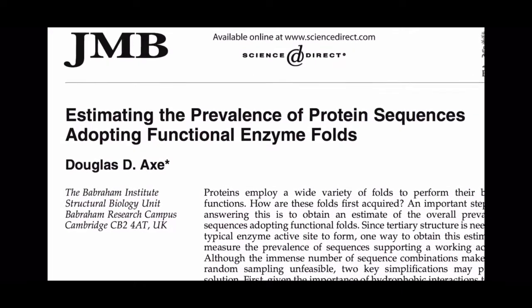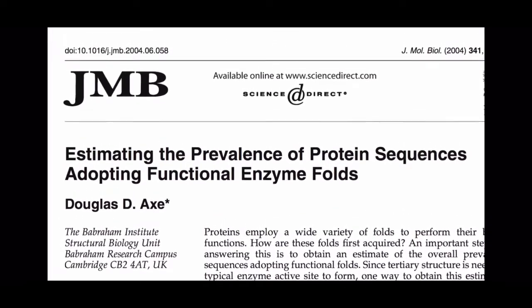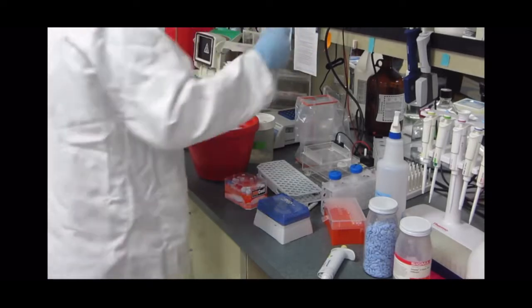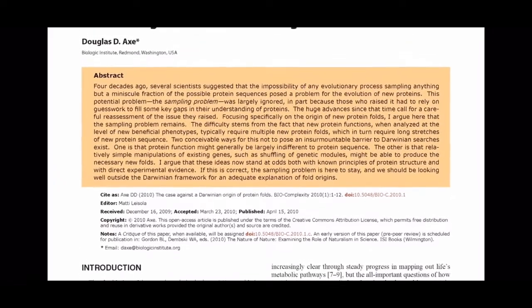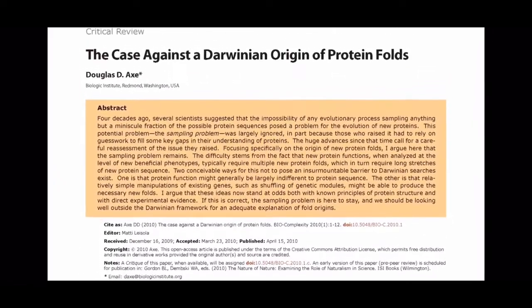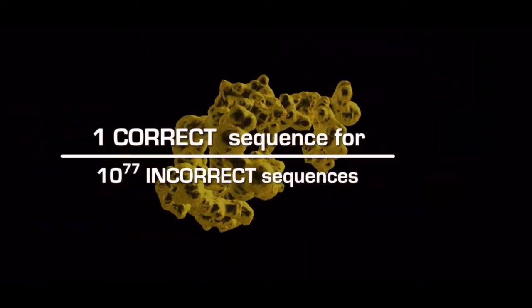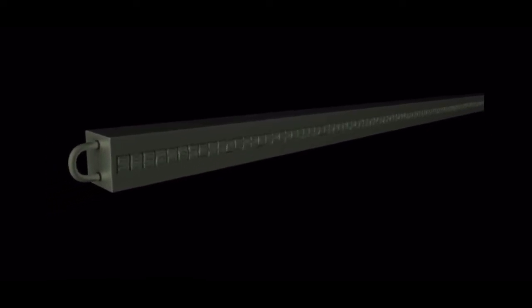But recent experiments in molecular biology and protein science have replaced speculation with data. These experiments have established that DNA-based sequences capable of making functional proteins are in fact extremely rare among the vast number of possible sequences. Just how rare? One correct sequence for every 10 to the 77th power incorrect sequences. That's equivalent to searching for just one combination on a lock with 10 digits on each of 77 dials.